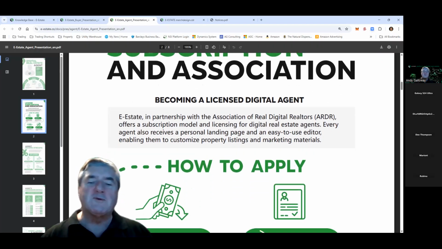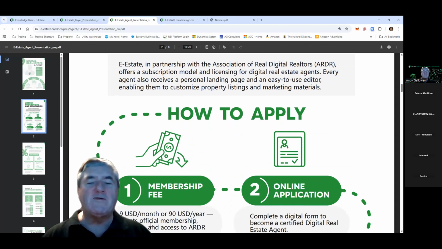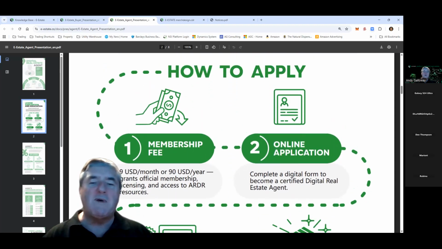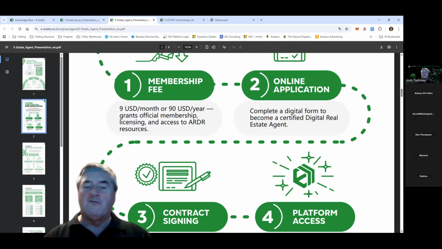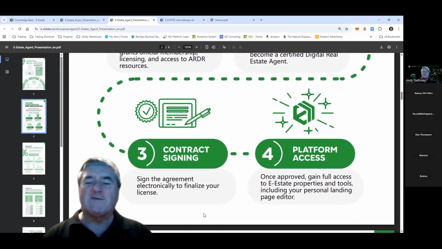So we offer a subscription model, and how to apply. This isn't quite in the right order, but you do pay a membership fee, and then you apply online to become a digital real estate agent, and then you sign a contract. That contract's available on the blockchain. It's available in your back office, and I suggest that you download that and keep it somewhere safe. That's your proof that you are an agent. And then you have platform access as an agent. There's part of the platform that buyers don't have access to. As an agent now, you have access to those parts of the platform.